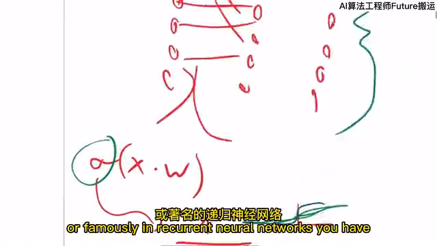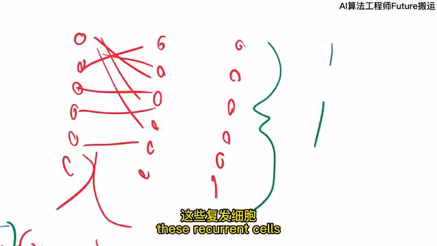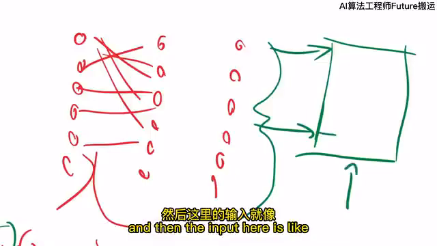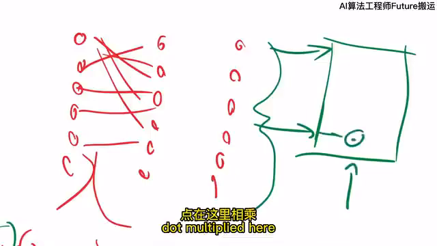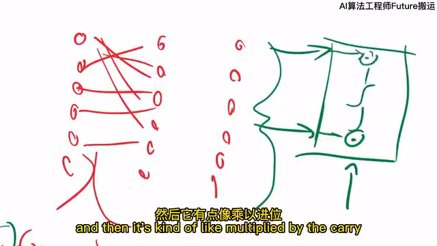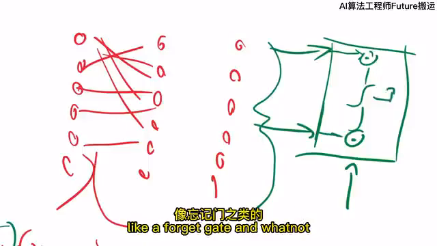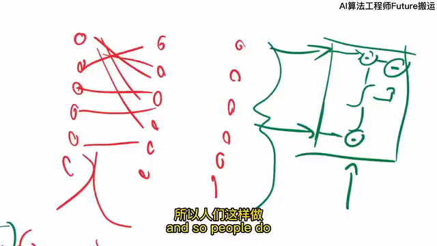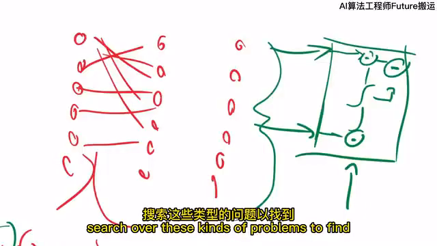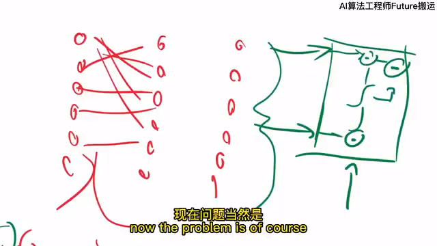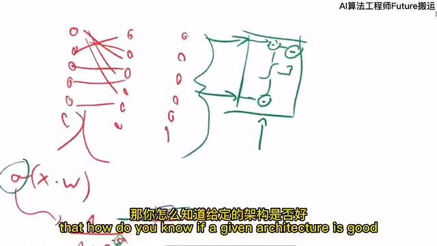Or famously in recurrent neural networks, you have these recurrent cells, and they're like, okay, we have an input signal and a carry signal, and then the input here is dot multiplied here, and then there is a gate with a nonlinearity, and then it's multiplied by the carry, but then there's also a forget gate and whatnot. There's a minus right here. It's very complicated, and so people do architecture search over these kinds of problems to find better architectures for particular problems. Now, the problem is, of course, how do you know if a given architecture is good?